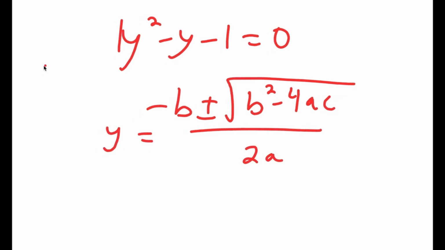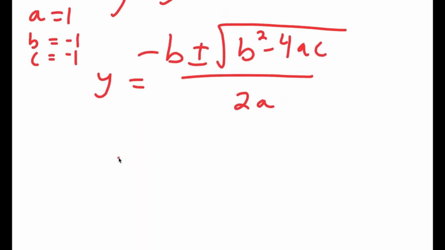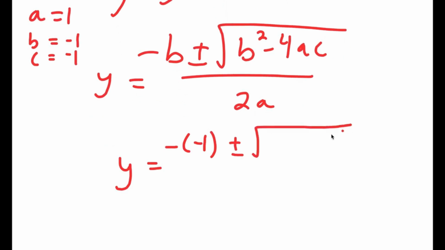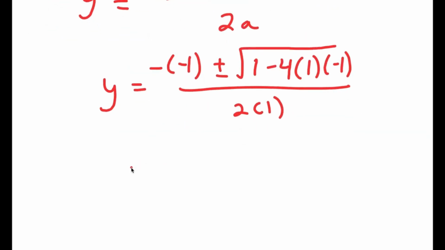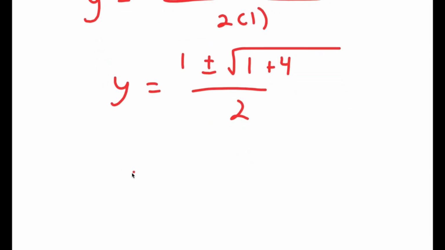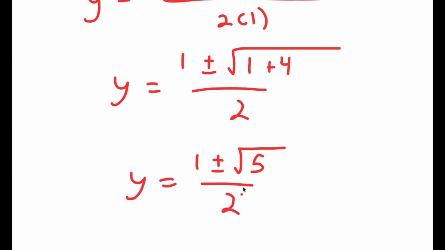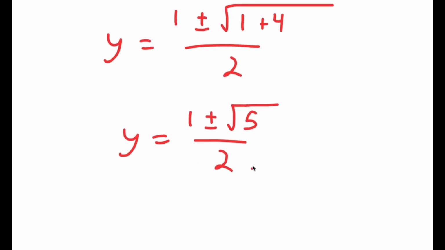So in this case, a is 1, b is negative 1, and c is negative 1. So I get y is equal to negative of negative 1 plus or minus the square root of b squared minus 4ac. So negative 1 squared, which is 1, minus 4 times a, which is 1, times c, which is negative 1, all over 2a, so 2 times 1. Now this is equal to positive 1 plus or minus square root of 1 plus 4 over 2, which is equal to 1 plus or minus the square root of 5 over 2. So y is equal to 1 plus or minus the square root of 5 over 2.